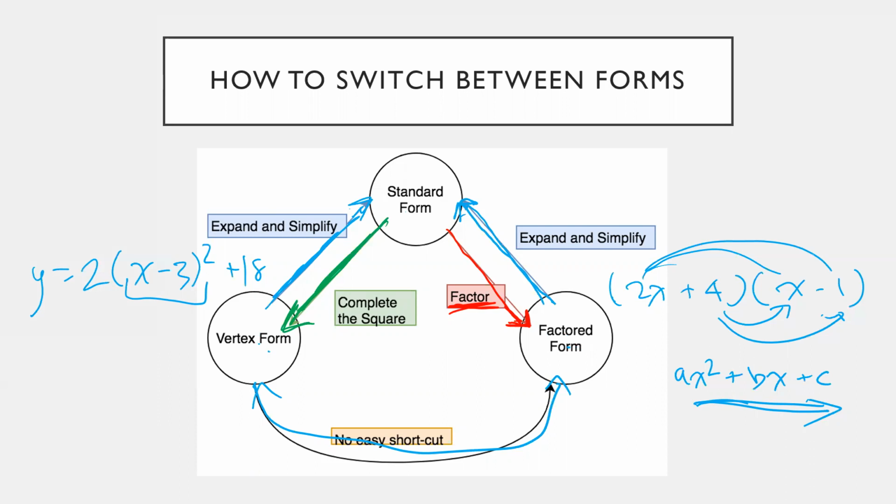So what you do is you have to go from vertex form to standard form, and then from standard form to factored form. So it's a bit of a longer way to go around it, but you have to use standard form as kind of your middle ground. It's kind of like the highway to get to the other two. Okay, so we have to go through standard form first before you go from vertex form to factored form, or factored form to vertex form.